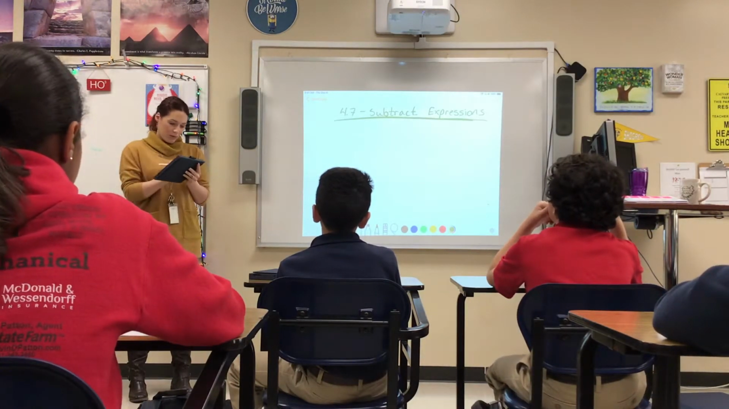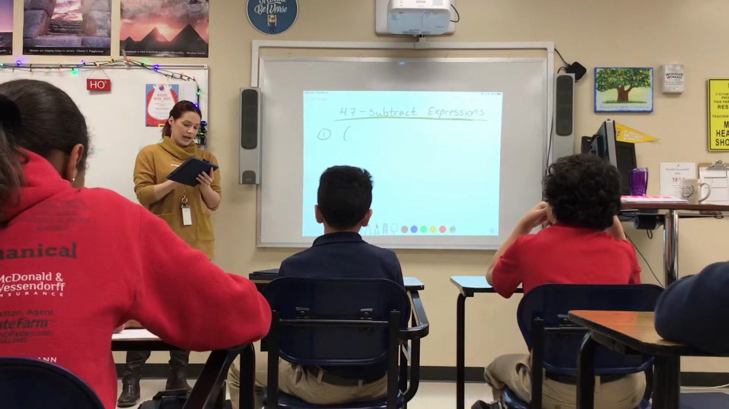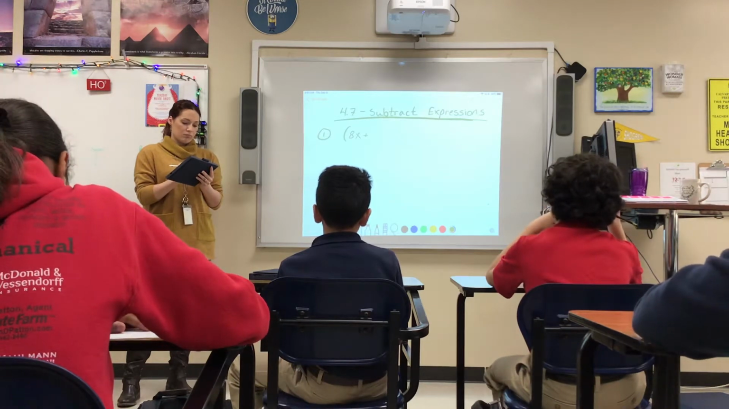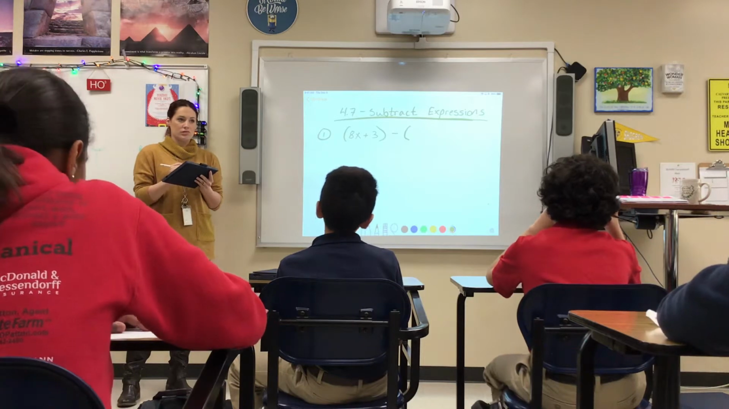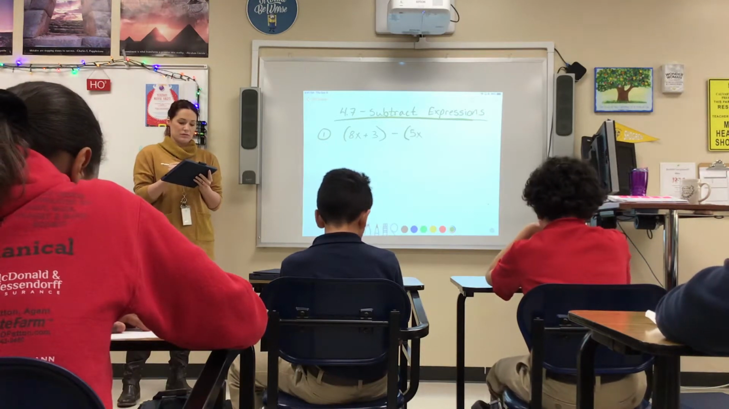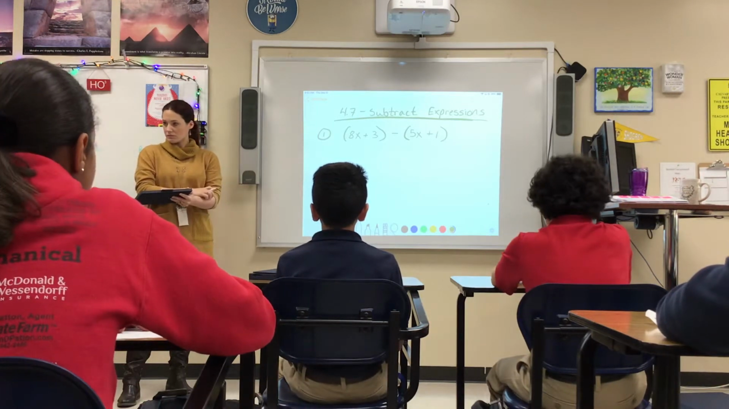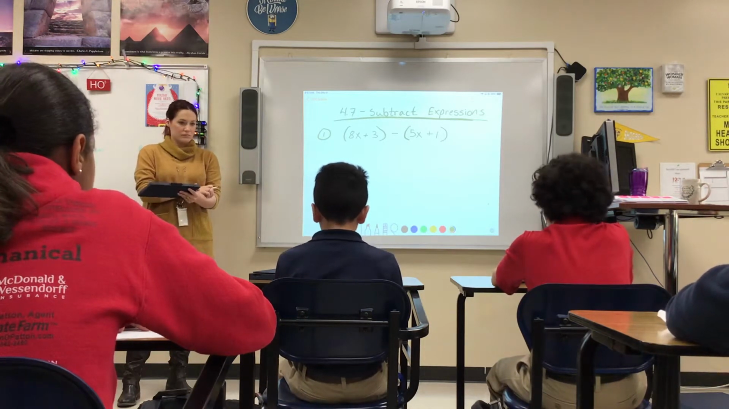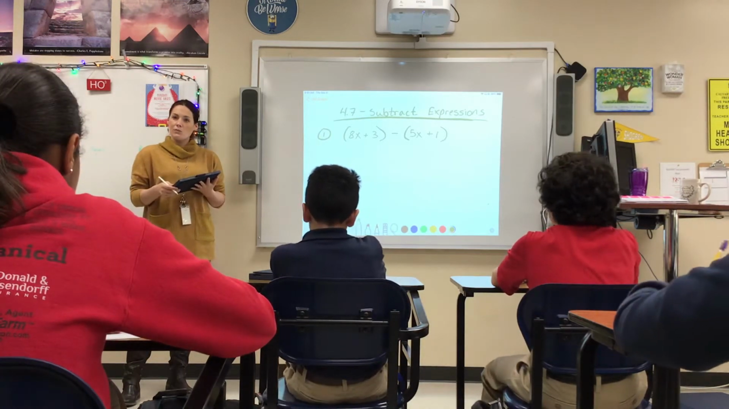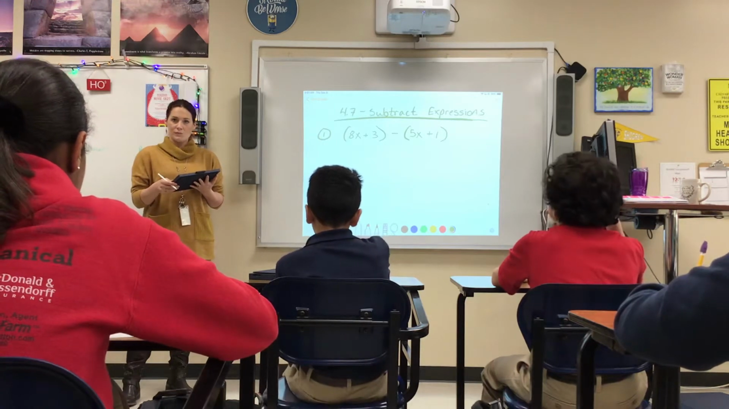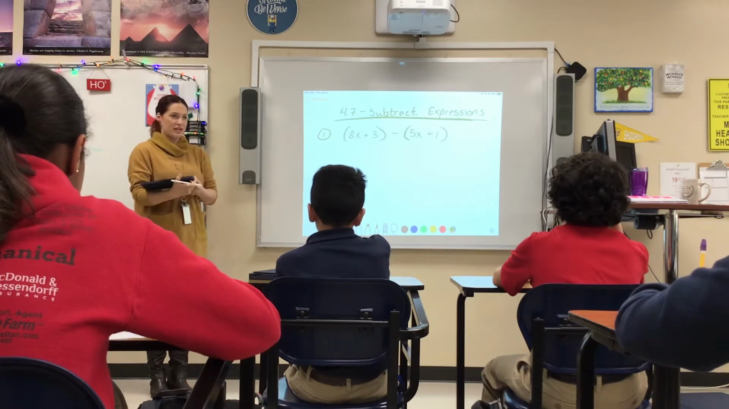Number one. Let's do 8x plus 3 minus 5x plus 1. Evelyn? So basically, it's like the other one, except you just subtract both of them. Yes, that's the general idea. The idea isn't difficult. It's the same as yesterday, except you have to subtract.